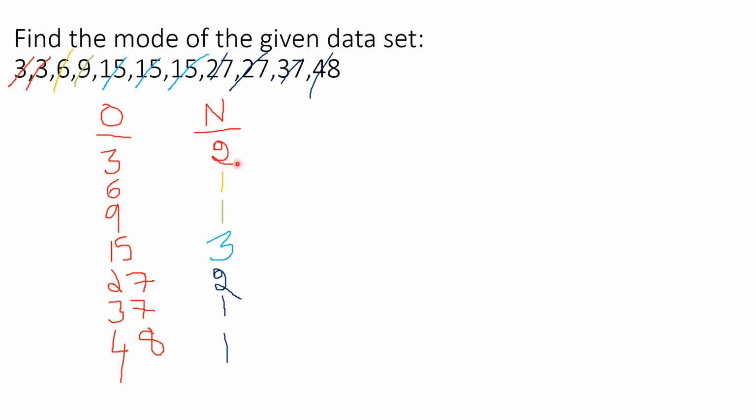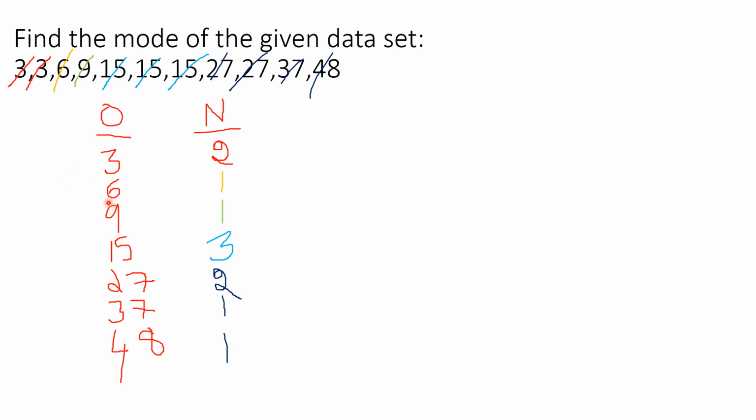So let me say here, 2 is greater than 1. So 3 can be the mode. 2 is greater than 1. So 3 can be the mode. 2 is greater than 3, which is wrong. 2 is less than 3. So 3 cannot be the mode. So here we can make a note, and we can make the conclusion, that 3 cannot be the mode.